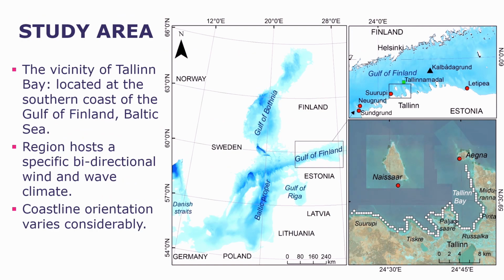The study area is the nearshore of Tallinn Bay. It's located on the southern coast of the Gulf of Finland, Baltic Sea. This region hosts a specific bidirectional wind and wave climate. Prevailing waves are from the west, but the most severe storms in the year often tend to occur from northwest directions. And the orientation of the coastline in the study area varies considerably. That makes things more difficult.